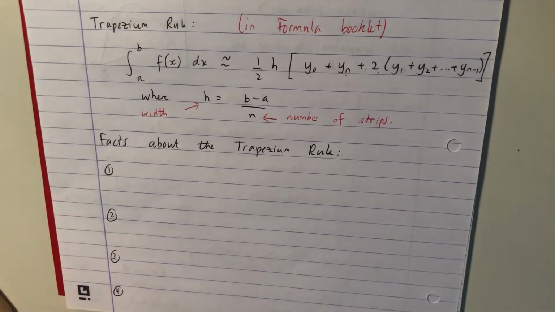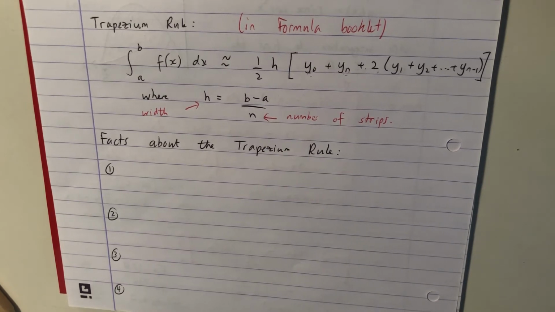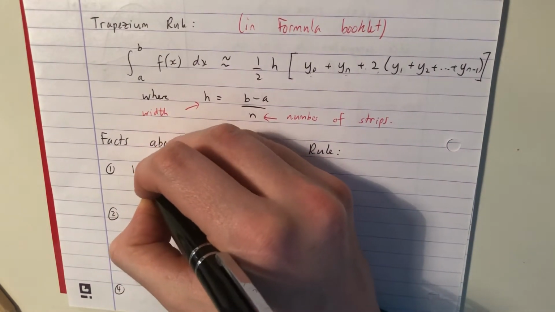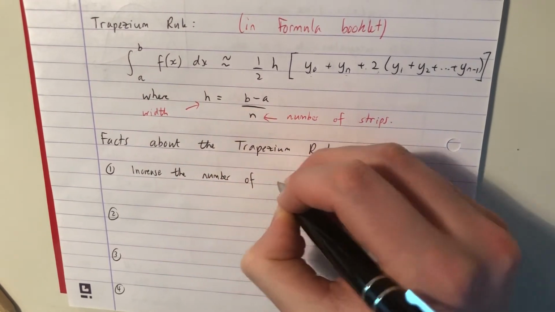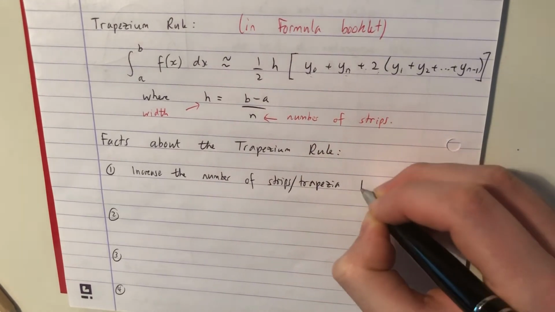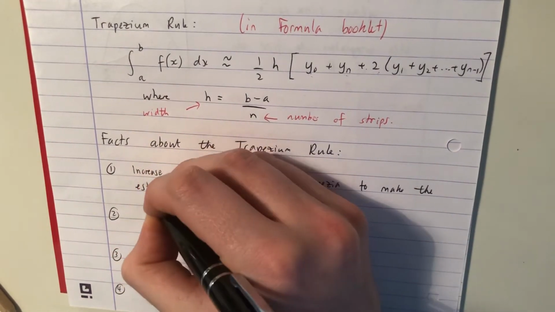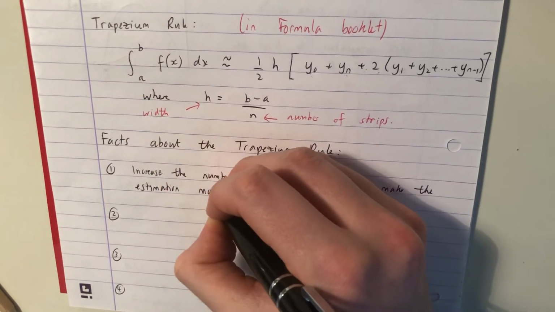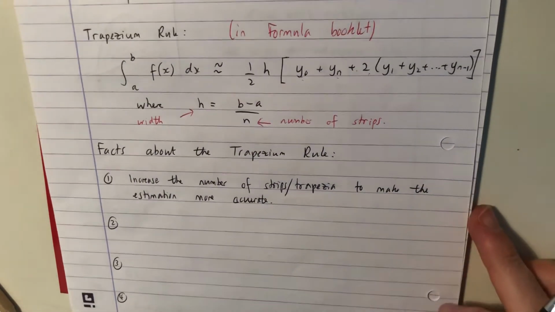And one of them is how to make the estimation more accurate. So if you want to make the estimation closer and closer to the exact value, what do you think you would do? Well, it would be increase the number of strips or trapezia to make the estimation more accurate. That's one fact you need to know.